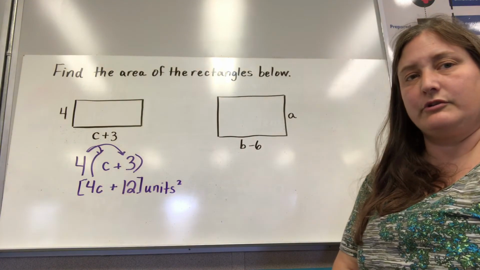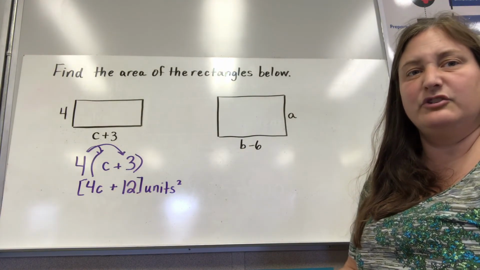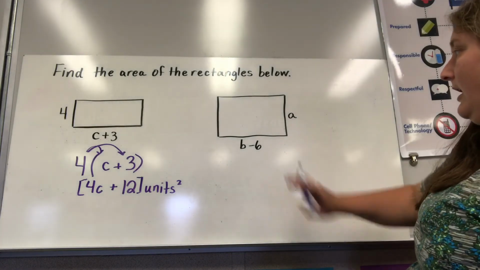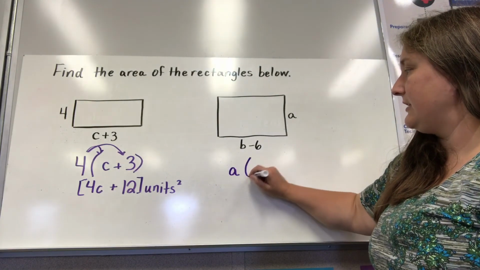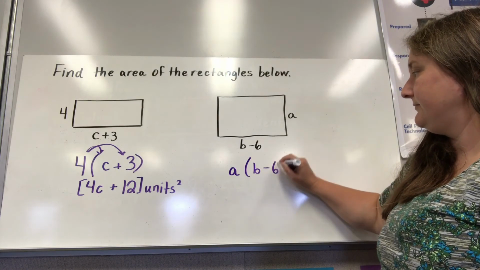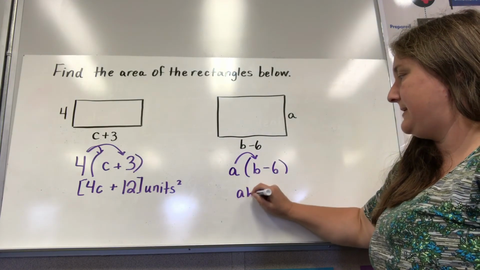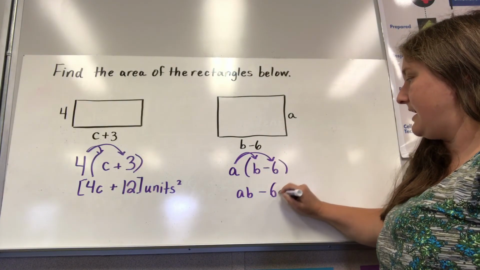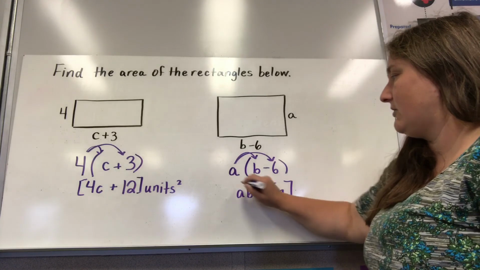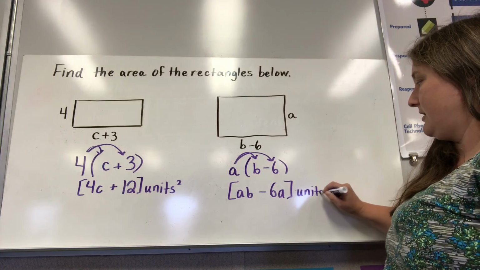Units is kind of the generic term, because they didn't tell me if they were measuring in inches or centimeters or miles, so I'll just say units. All right, let's try this one. Our width is a, and our length is b minus 6. To simplify, I'm multiplying in my a. So I have ab minus 6a. And once again, it's an area, so I'm going to say units squared for my label.